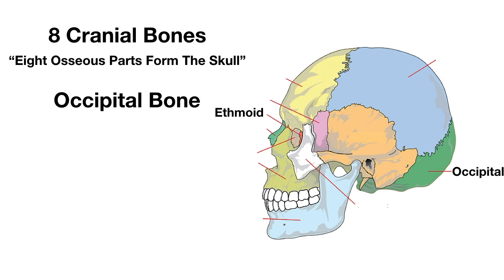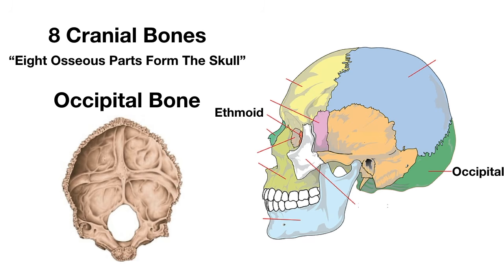The final feature we're going to talk about with the occipital bone is called the foramen magnum, and to get a better view of this, we're going to look down at the occipital bone. The foramen magnum is the big hole at the base of the occipital bone where the brainstem travels through.